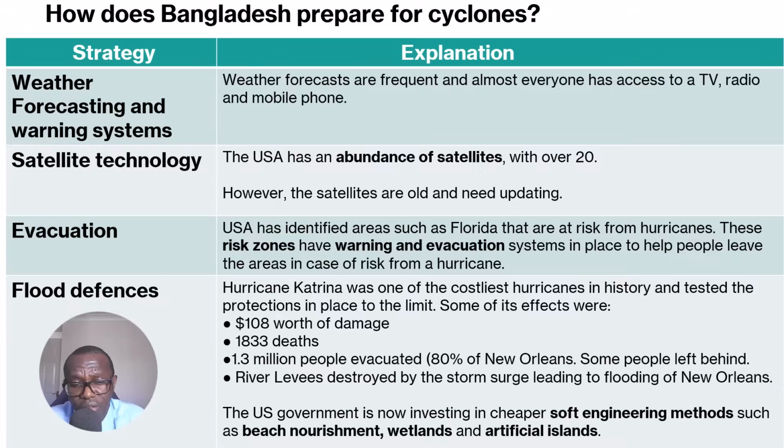So, what were some of the effects of this hurricane? It caused $108 million worth of damage, which is quite a bit of money. And obviously, that did affect the GDP of the USA. And the number of deaths was also quite high. So 1,833 deaths in Hurricane Katrina. Over 1.3 million people were evacuated. And 80% of those people were evacuated from New Orleans. However, some people were also left behind, and that could be something that would be criticized about the way they managed this hurricane.